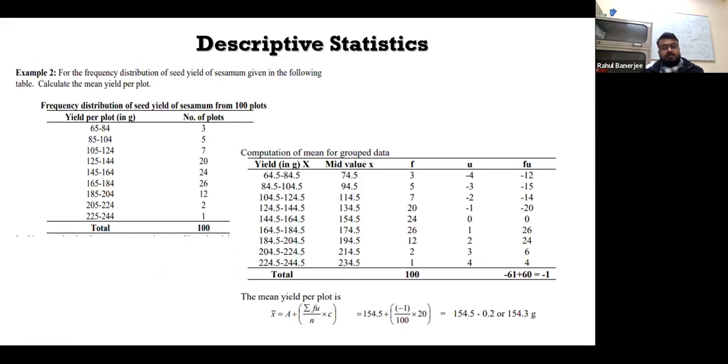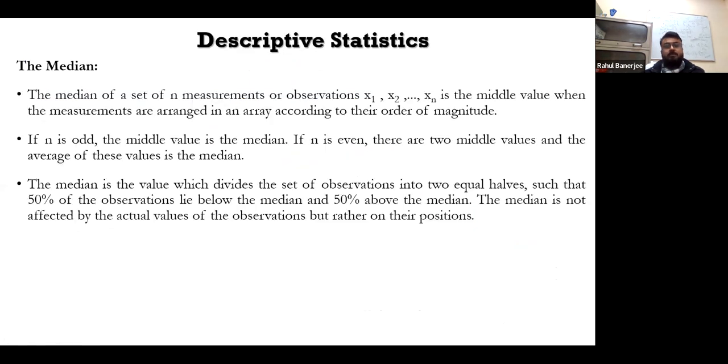Similarly, there is another example. See the frequency distribution of seed yield of sesamum given in the following. Here also we calculate the mid value. This they have done using a deviation. Why we use deviation is because it simplifies the calculation. But instead of using a deviation, what you can do is, you get the mid value, and you simply multiply x with f to get fx. You multiply this column, the mid value x, with this column, the frequency. You will get some total, you divide it by 100 and you will get the value as 154.3 grams. Okay.